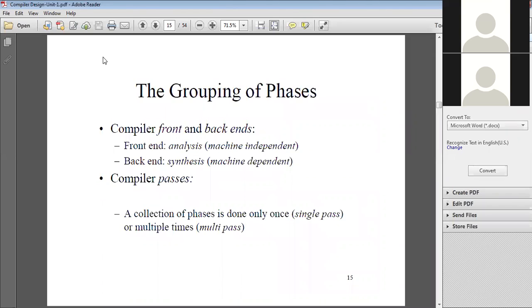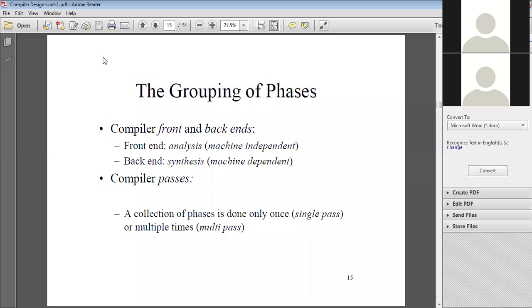So the grouping of phases. So compiler, front end and back end. So there are two ends. First is called the front end and another is called the back end. Front end means we are doing the analysis, and back end we are doing the synthesis. So there are two phases. First is called the analysis phase, another is called the synthesis phase, or we can also call them front and back ends. Now we also emphasize the different passes of compiler.